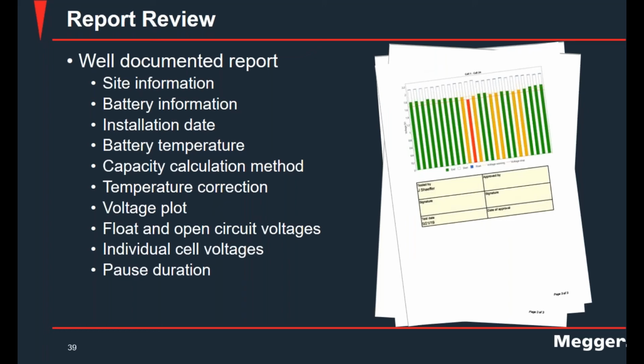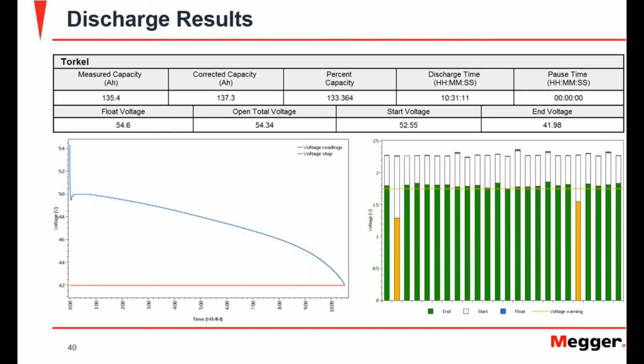So here we see screenshots of different sections of a report. We can see the voltage, the measured capacity. We can see the corrected capacity, the percentage capacity, the calculated percentage capacity, the total duration of the test, and we can see here there were no pauses during the test. And also we can see the float voltage, the open total voltage once the charger was disconnected, then the start voltage and the end voltage once the test was completed. And this is the overall voltage behavior at the terminals of the battery.